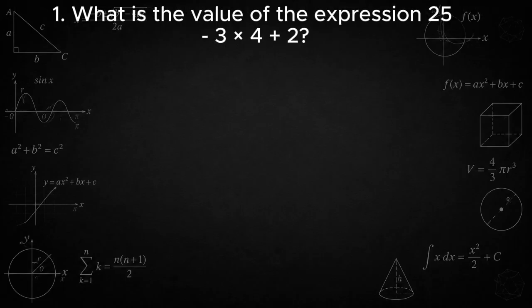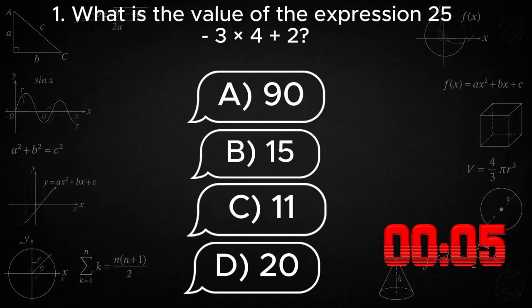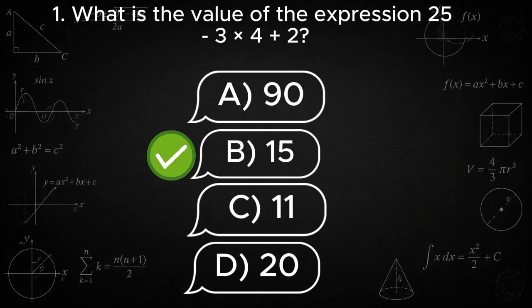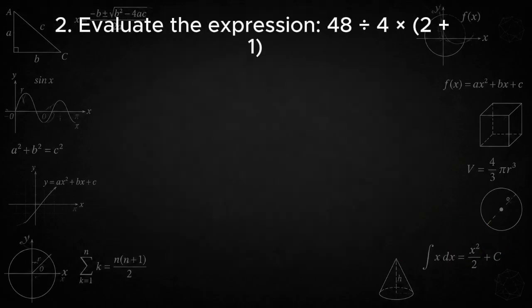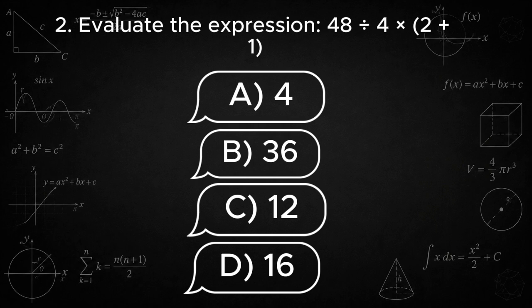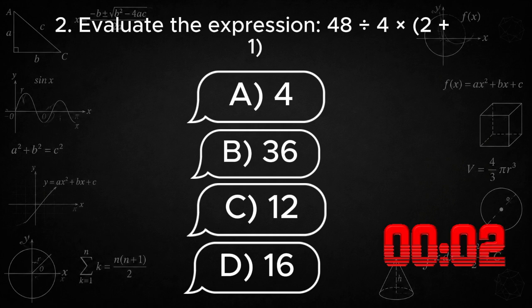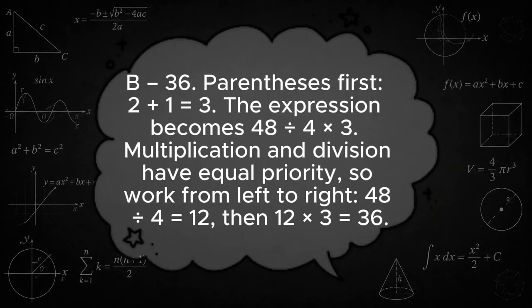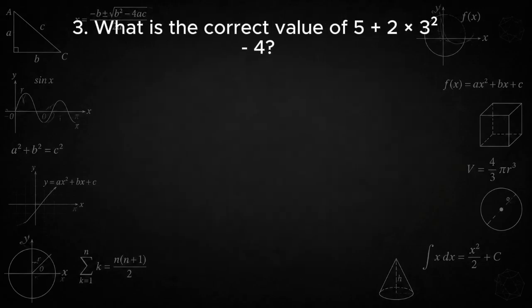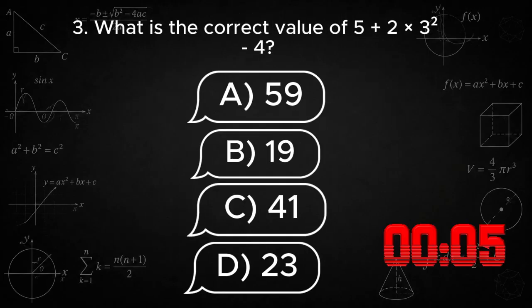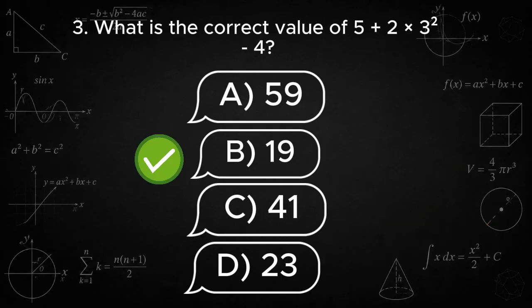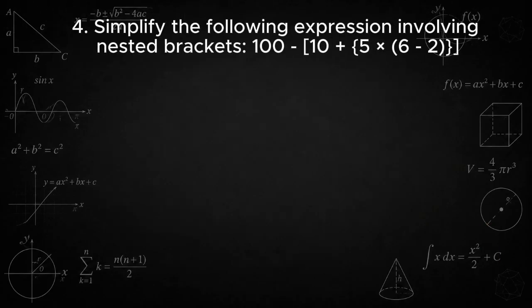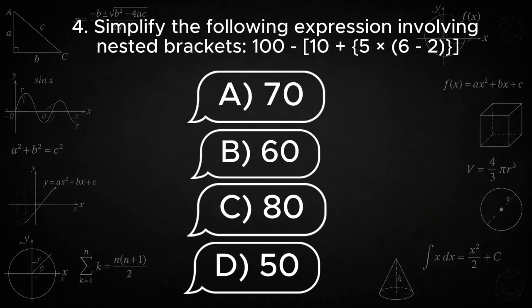1. What is the value of the expression 25 - 3 times 4 + 2? 2. Evaluate the expression 48 divided by 4 times 2 - 1. 3. What is the correct value of 5 + 2 times 3 squared - 4? 4. Simplify the following expression involving nested brackets: 100 - [10 - (5 + 6) - 2].